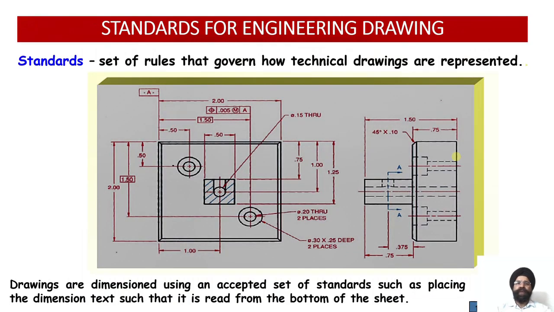So first of all, we need to understand what we mean by these standards. The standards are basically the set of rules which govern how technical drawings are represented, how they are prepared, and how they would be understood in all parts of the world. Here you can see, for reference, an engineering drawing with lots of different types of lines, but each and every line carries a different meaning. As an engineer we need to understand the meaning of each and every line.